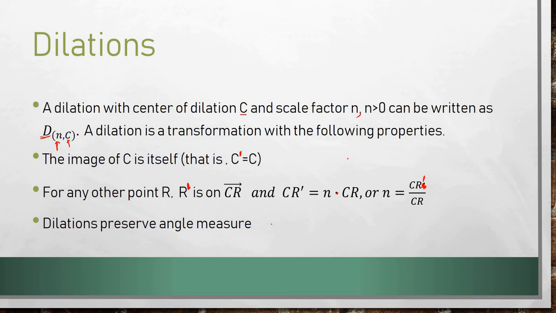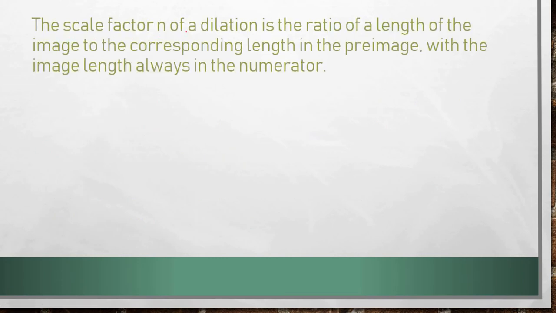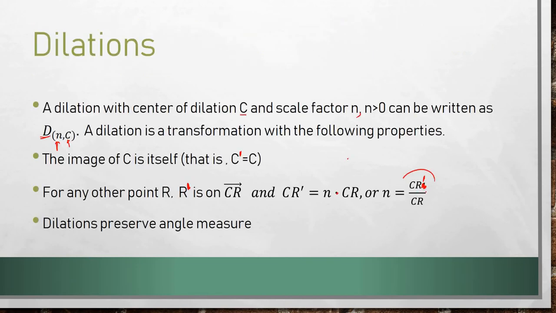Dilations preserve angle measure. They do not preserve size. Okay, a few other things about dilations. The scale factor n of a dilation is the ratio of a length of the image to the corresponding length of the pre-image, with the image length always in the numerator. That's what we showed on the last screen. The image divided by the pre-image.